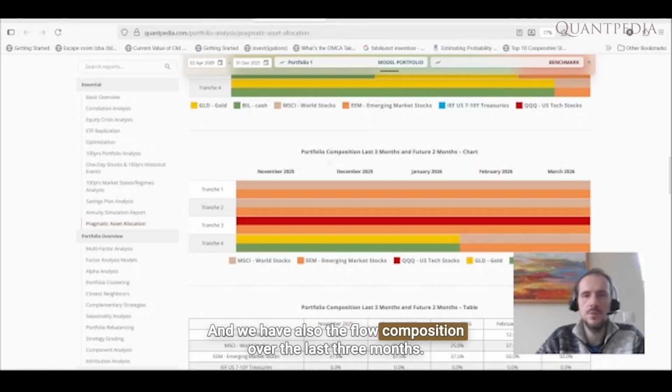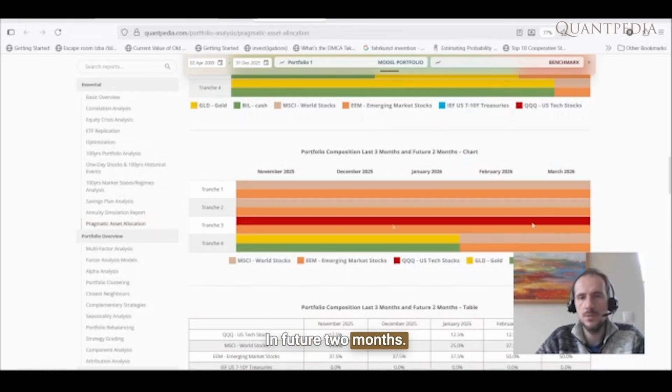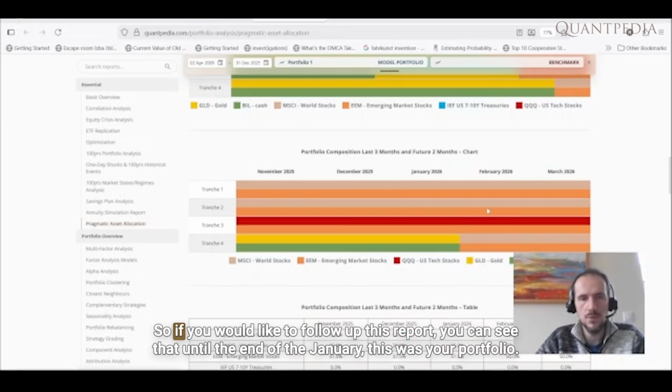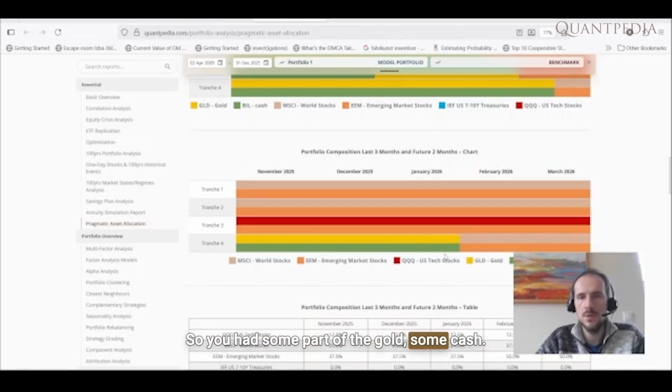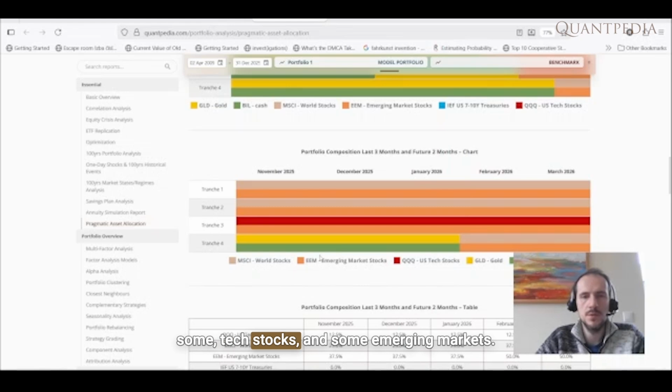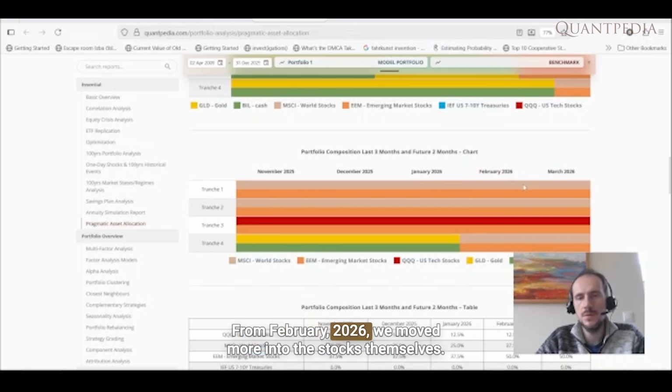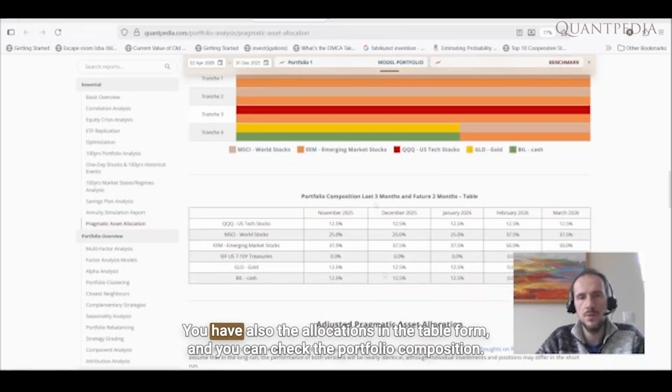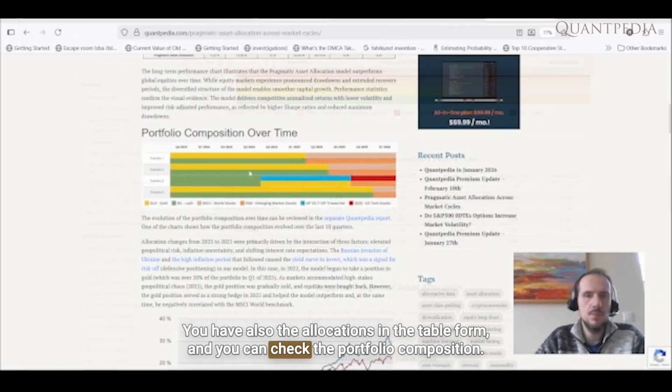We also have the portfolio composition over the last 3 months and the future 2 months. This part of the report will show you how you can allocate on a monthly basis. So if you would like to follow this report, you can see that until the end of January, this was your portfolio. You had some part in gold, some cash, so 12.5% gold, 12.5% cash, and the rest of the portfolio was allocated into MSCI World stocks, some tech stocks, and some emerging markets. From February 2026, we moved more into the stocks themselves. So this is how the portfolio looks like. You also have the allocations in table form, and you can check the portfolio composition.